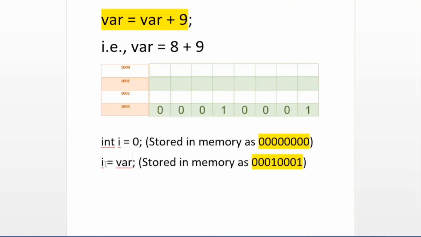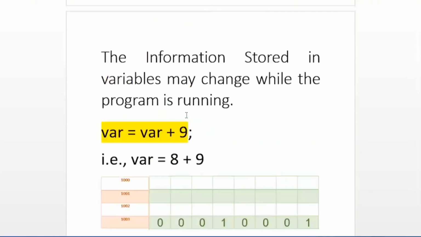Remember that i will be pointing to some other block, it may be 1000, 1001, 1002. The memory locations for var and i are not the same. Although var and i are both holding 17, they will be pointing to different memory locations. So this is all about variables.